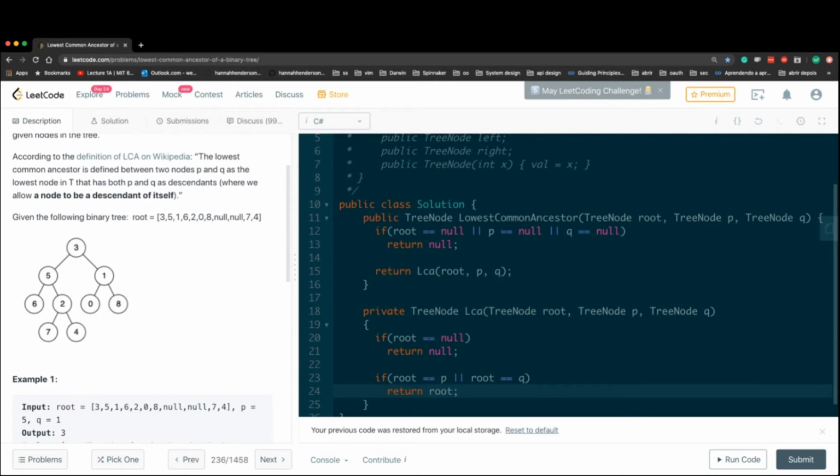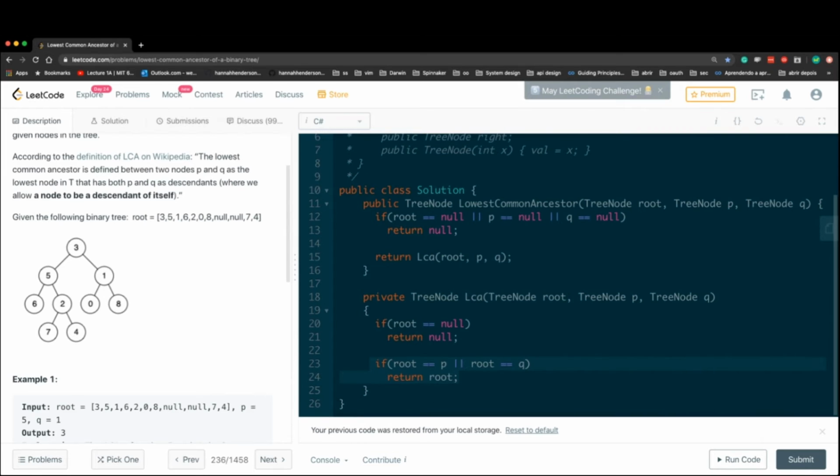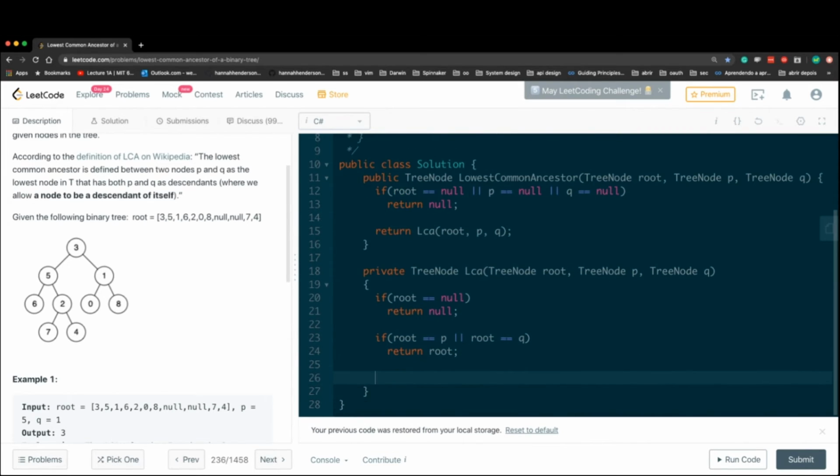So in the example, P is equals to 5 and Q is equals to 1. We are in the root node. Root node is not equals to 5 or 1, it gets to the next call, and 5 is equals to 5 or 1 is exactly what we are checking here. So if 5 is equals to 5 or 1, return to the last call.